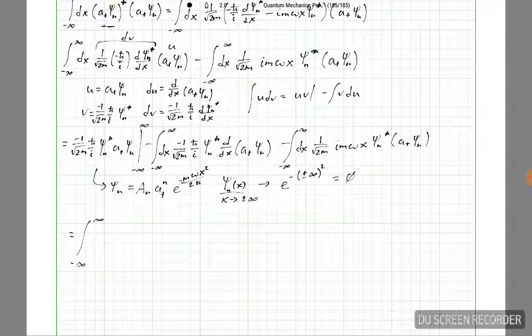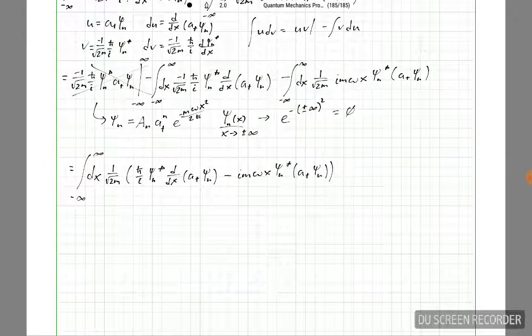Now here, what is now my first integral, I get a positive sign because I had that negative sign out in front before. And I'm going to roll these two integrals into one again. So they are both times 1 over square root 2m. My first one, I have h bar over i, complex conjugate psi n, d dx a plus psi n. And now we have minus i m omega x, complex conjugate psi n, and then the ladder operator acting on psi n.